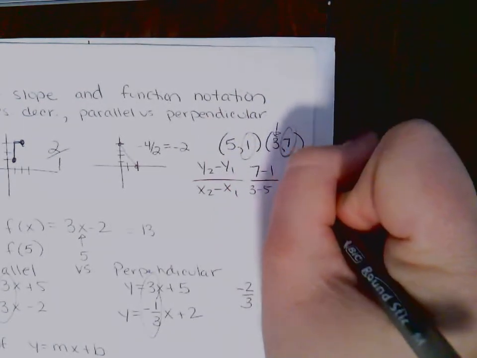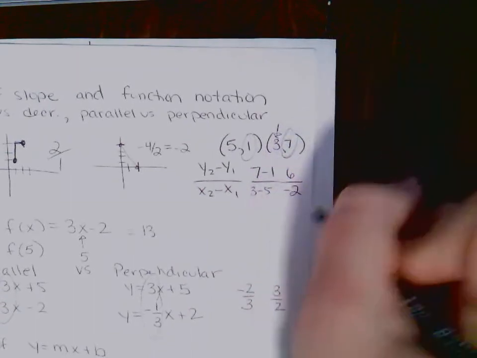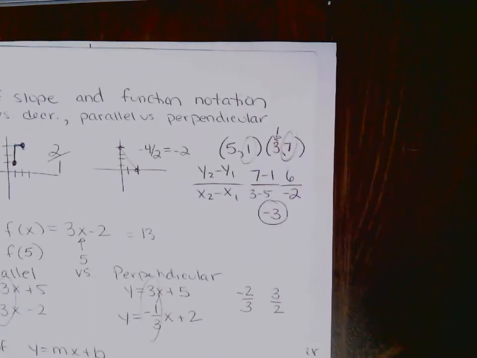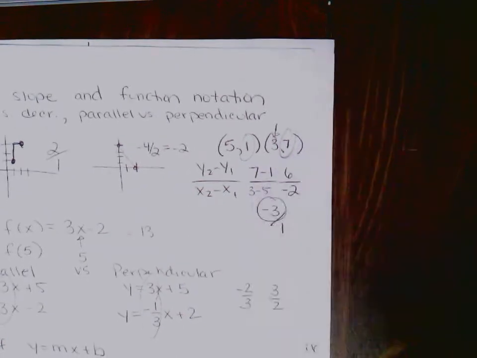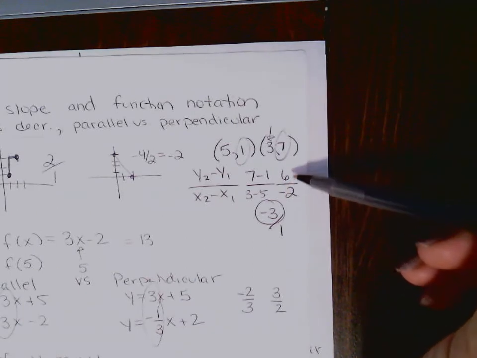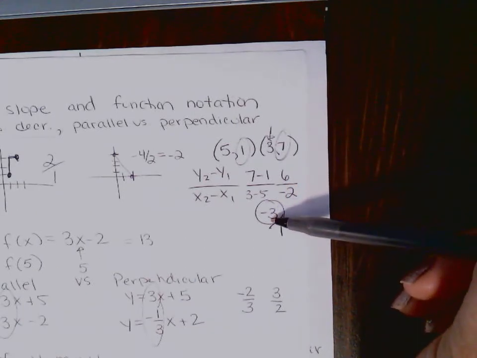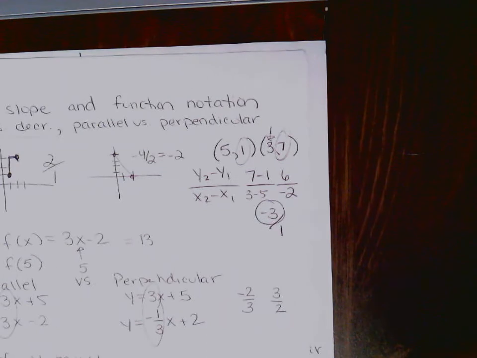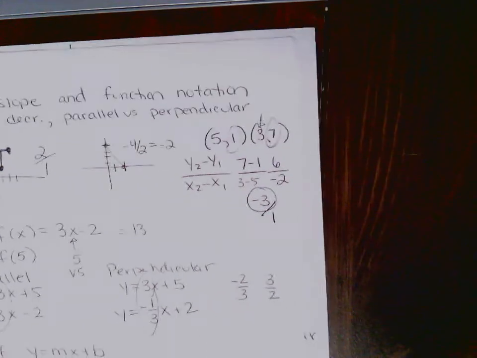So I get 6 in the numerator and -2 in the denominator, which reduces to a slope of -3, or you could write -3 over 1. Even though the negative is in the denominator, a positive divided by a negative is a negative. So you can just leave your answer as -3. So I'm going to do one like that on the warm-up as well.